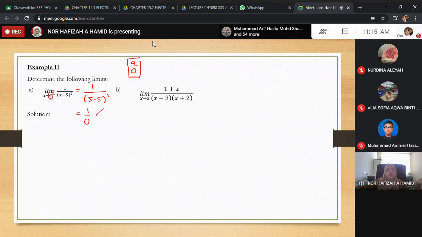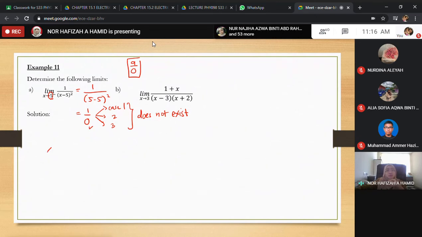you can categorize it into 3 cases. Either case 1, 2 or 3. But all these three cases we consider as does not exist. So all of them do not exist, there are just 3 categories. So you get 1 over 0, and you can proceed to determine which case it is.